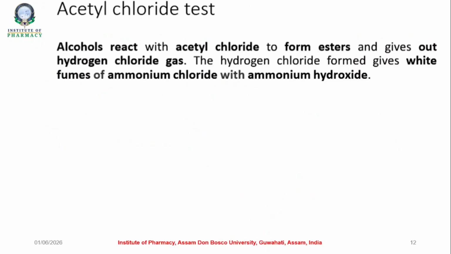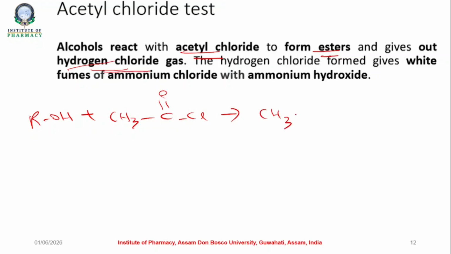The next test is our acetyl chloride test. Alcohols react with acetyl chloride to give ester, and in this process we see the formation of hydrogen chloride gas. So if we see an example, we have the alcohol here and we have our acetyl chloride. This is the acetyl chloride. So this gives us an ester.